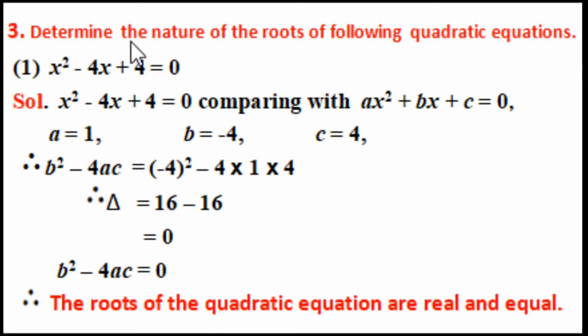Then question number 3, determine the nature of the roots of the following quadratic equations. First, x square minus 4x plus 4 is equal to 0. Comparing with ax square plus bx plus c is equal to 0, we get a as 1, b as minus 4 and c as 4. Then b square minus 4ac is equal to square of 4, which is 16, minus 4 into 1 into 4, that is 16. 16 minus 16 is equal to 0. So delta is 0, then the roots of the quadratic equation are real and equal.